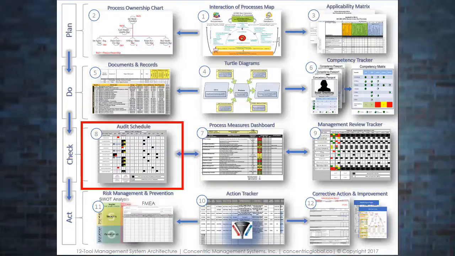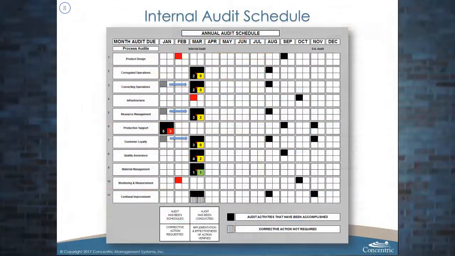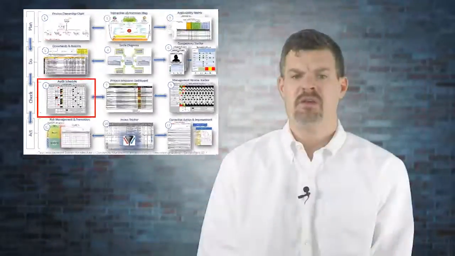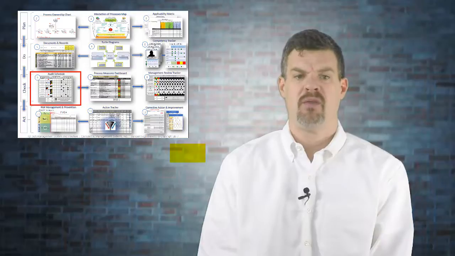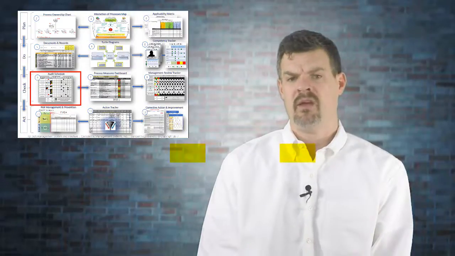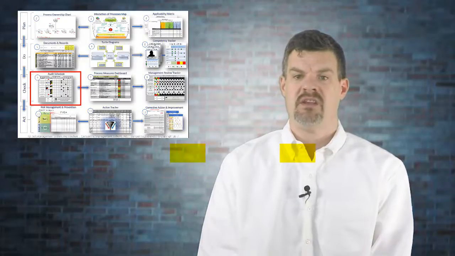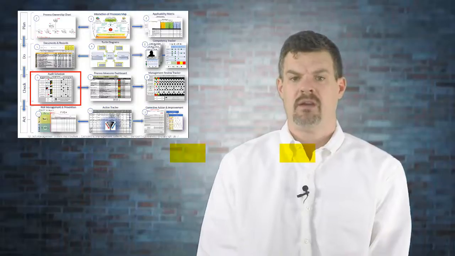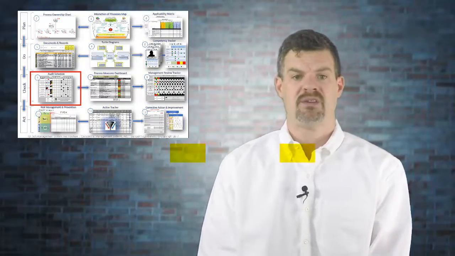Now we're on to tool number 8, audit schedule. Before we jump into the details there, you can see that there is a 2-directional arrow both on tool 8 and tool 9. And the idea there is that the audit schedule, as well as the management review tracker, which is tool number 9, should be relationally connected to the process measures dashboard.